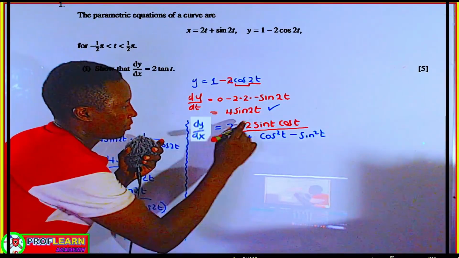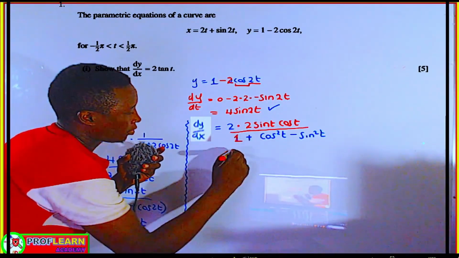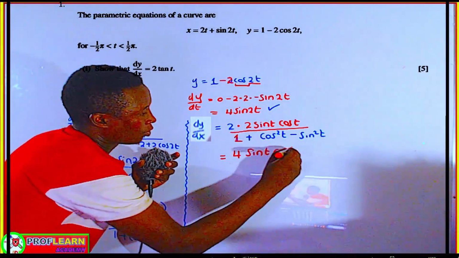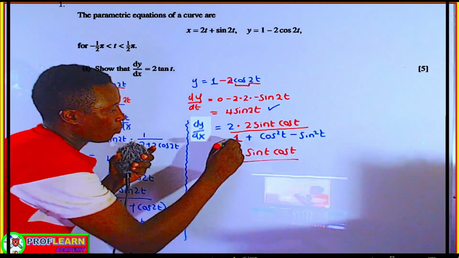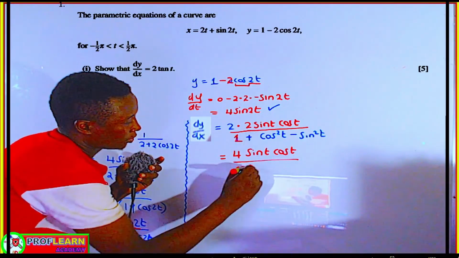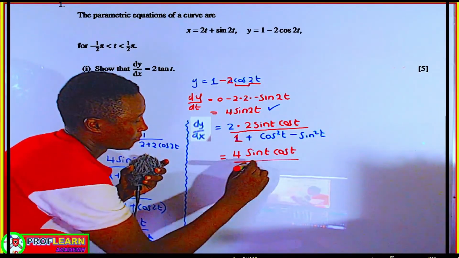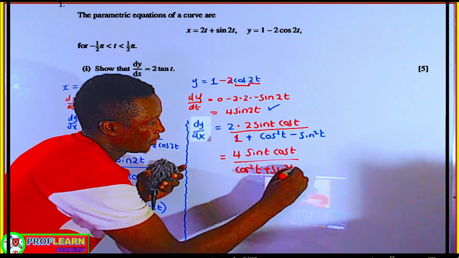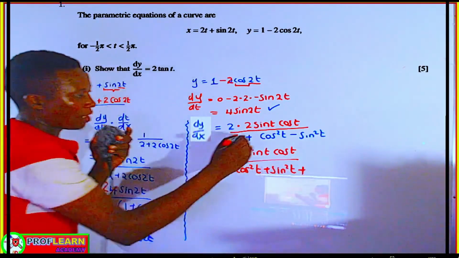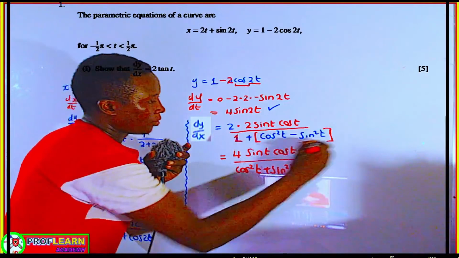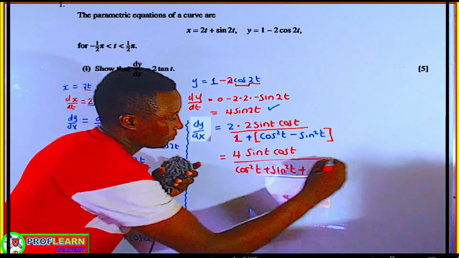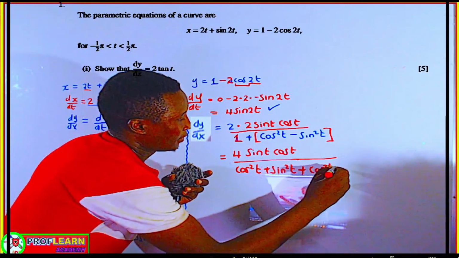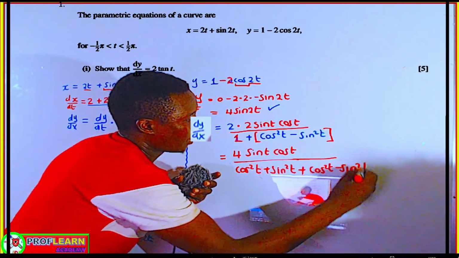Okay, let me just simplify the numerator. That is going to be 4 sine t cos t divided by 1, which is the same as cos squared t plus sine squared t, plus, now we add this part that you are having at this point, which is going to be cos squared t minus sine squared t.